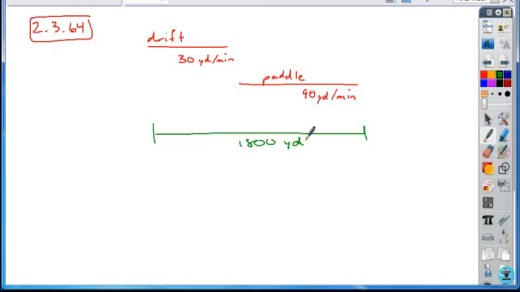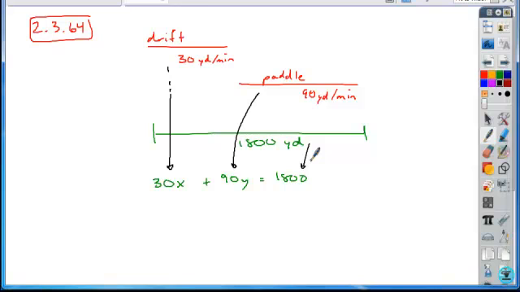And so when you look at this, you have this equation 30x plus 90y is equal to 1,800. So you can see where these come from. You should have been able to create this on your own, because here's the drifting: 30 times x, where x is the number of minutes that you drift. The paddling is 90 times y, where y is the number of minutes that you paddle, and 1,800 is this total distance traveled. And so even though I didn't ask you question A, this is what it represents.